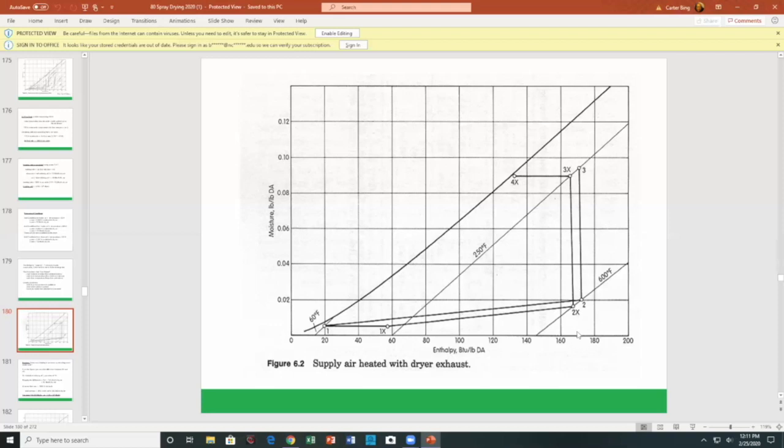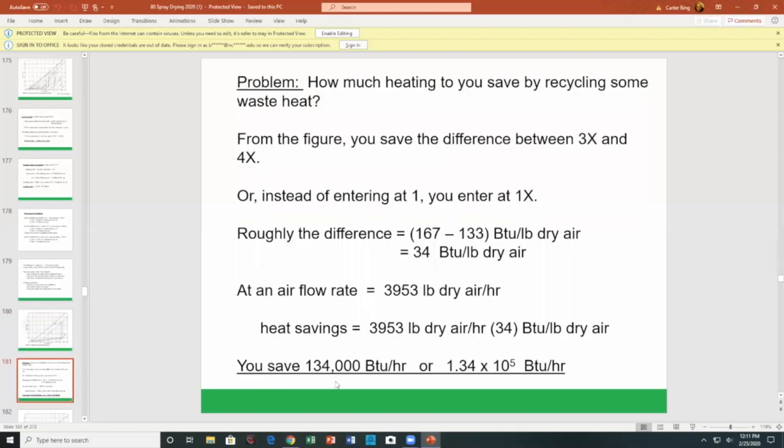So, 170. Well, I've got to take that 170 minus the 20 here. So minus 20 makes it down to 150. So I have 38 divided by 150 in this region. So I get an idea of how much energy I'm saving. And we can do a quick calculation on that.